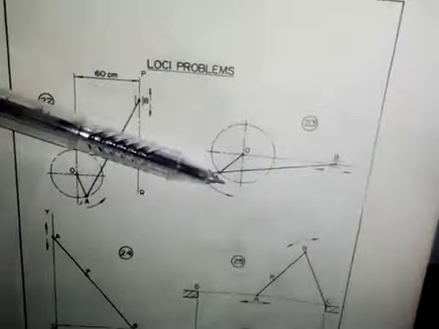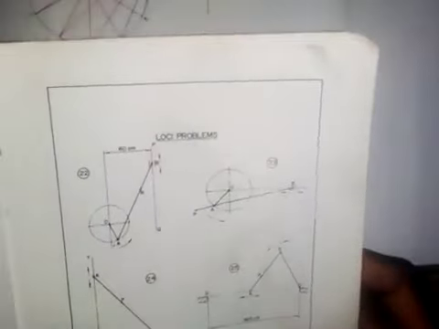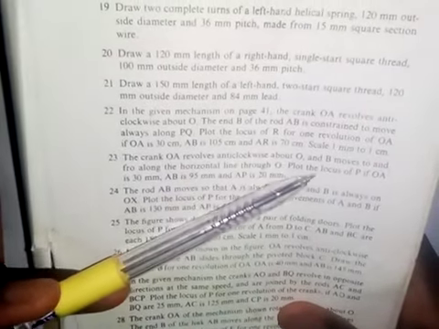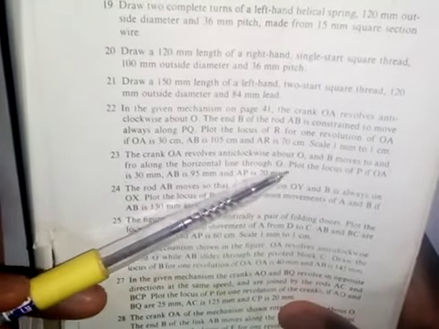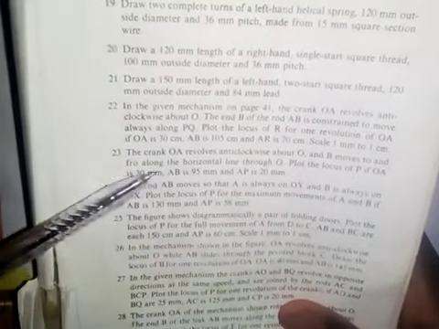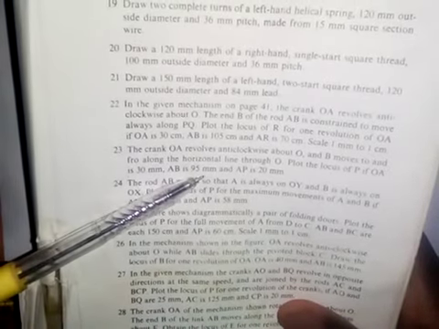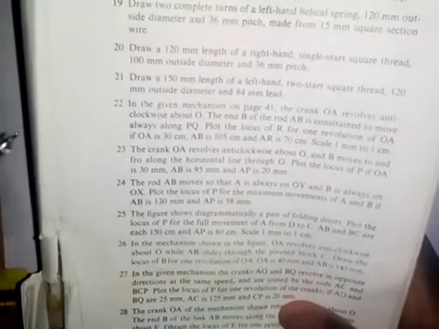So this is the diagram, and let's see the information about this diagram on this page, as we have it to be question 23. Here we have that the crank OA revolves anti-clockwise about O, and B moves to and fro along the horizontal line through O. Plot the locus of P if OA is 30 millimeters, AB is 95 millimeters, and AP is 20 millimeters. So very important.